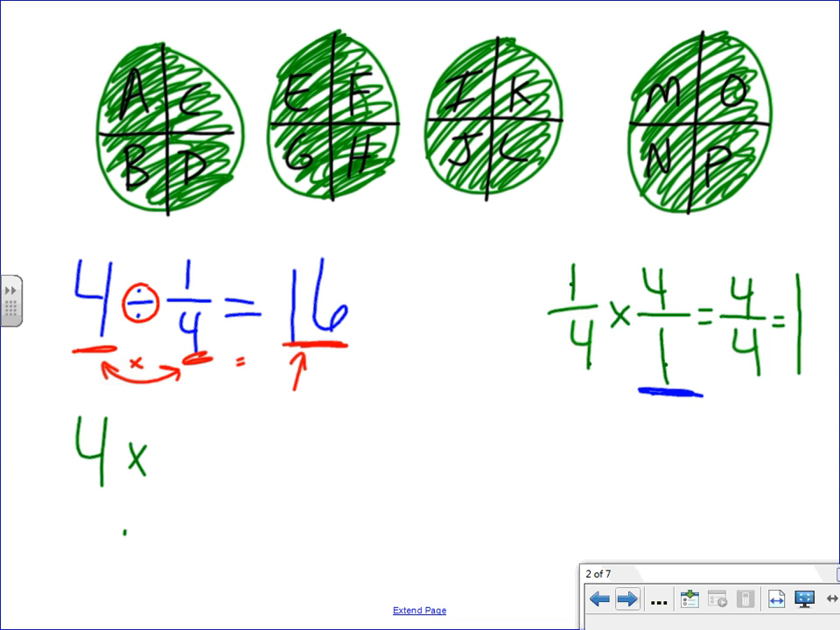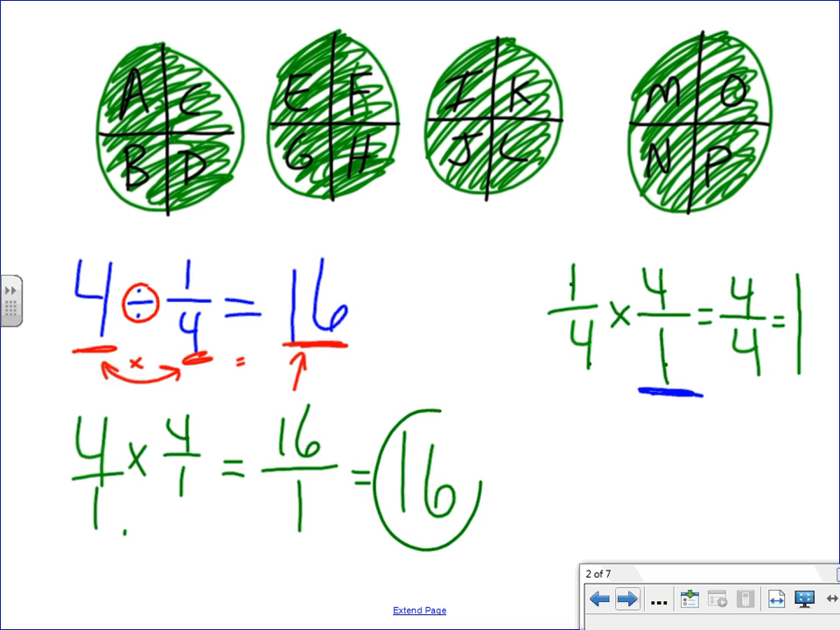So let's take a look what happens now if I change this math problem to 4 times 4 over 1. The first thing I have to do is make my 4 into a fraction, which would be 4 over 1. 4 times 4 is 16. 1 times 1 is 1. And now I have 16 over 1, which is the whole number 16. So I come up with the correct answer.